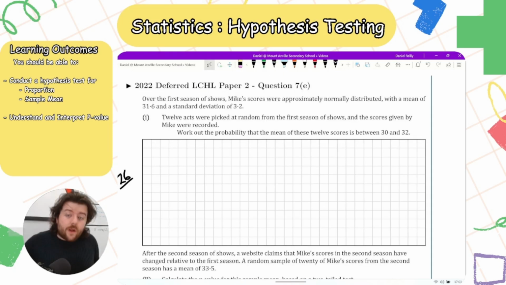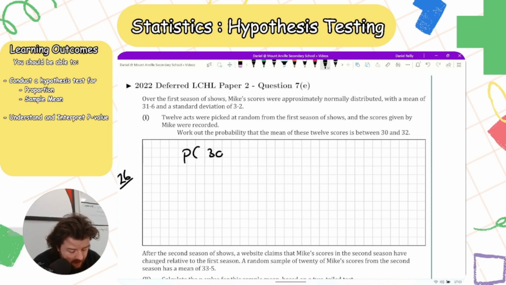Right, so let's look at the 2022 deferred paper now. Over the first season of shows, Mike's scores were approximately normally distributed with a mean of 31.6 and a standard deviation of 3.2. 12 acts were picked at random from the first season, so that's going to be my sample, and the scores given by Mike were recorded. Work out the probability that the mean of these 12 scores is between 30 and 32.